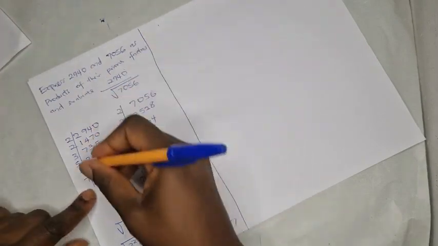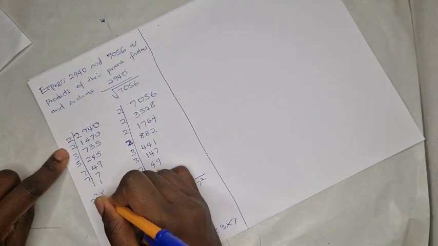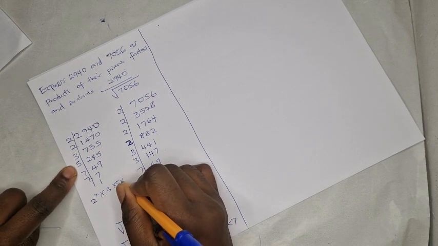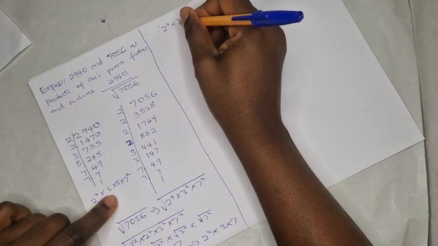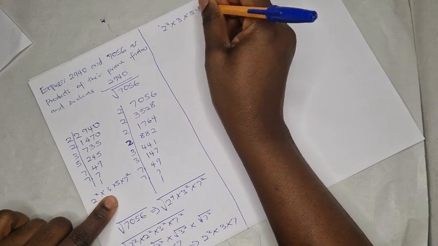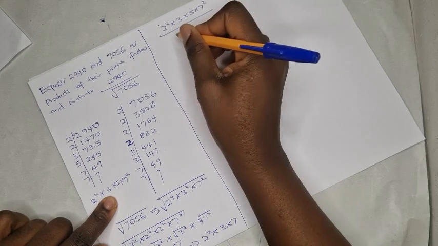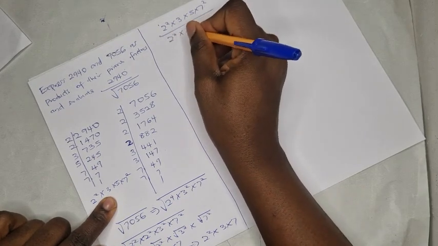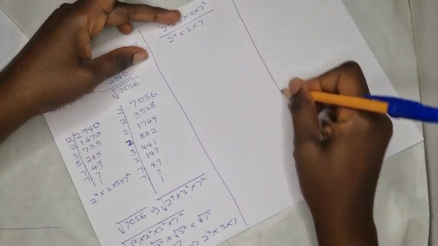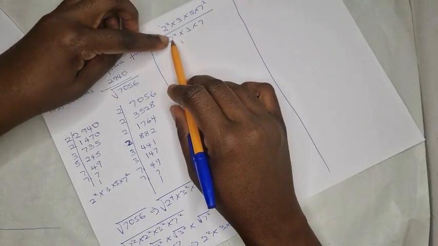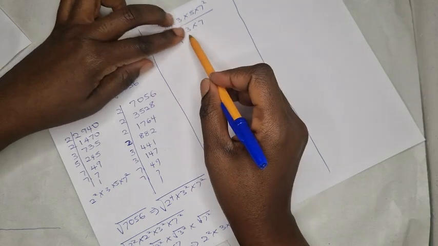Then we'll be having, this one is 2 raised power 2 times 3 times 5 times 7 raised power 2. So we have 2 raised power 2 times 3 times 5 times 7 raised power 2 all over 2 raised power 2 times 3 times 7. So now we can divide. If we want to divide now, 2 square will cancel 2 square. So this one is gone. 3 will cancel 3. This one is gone.